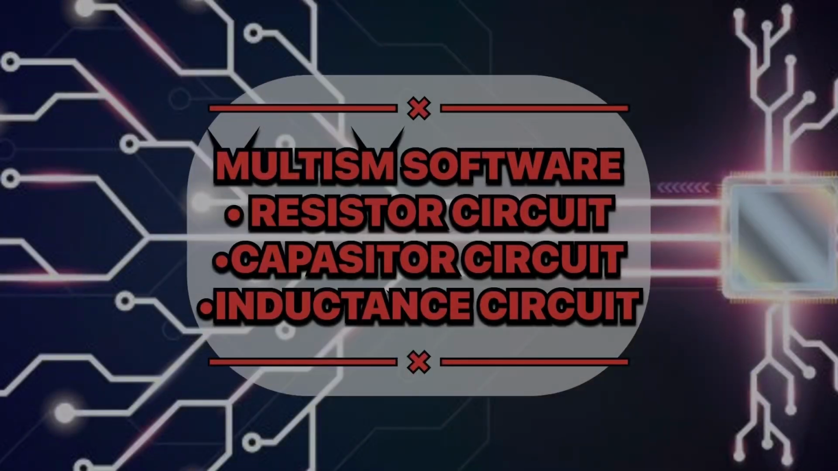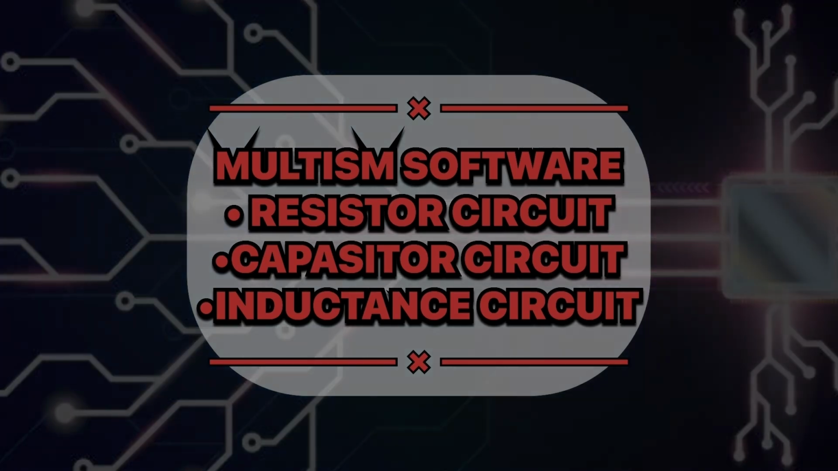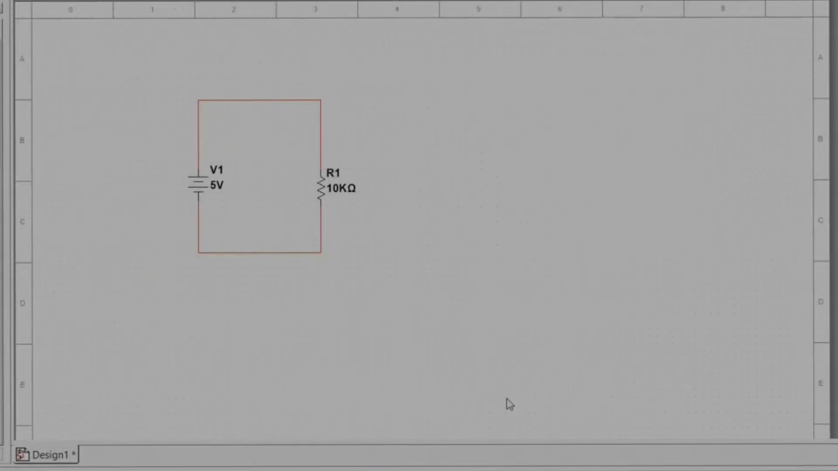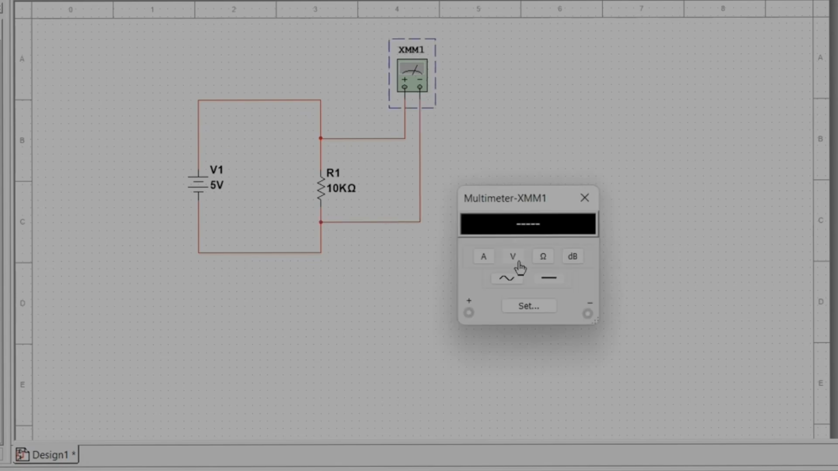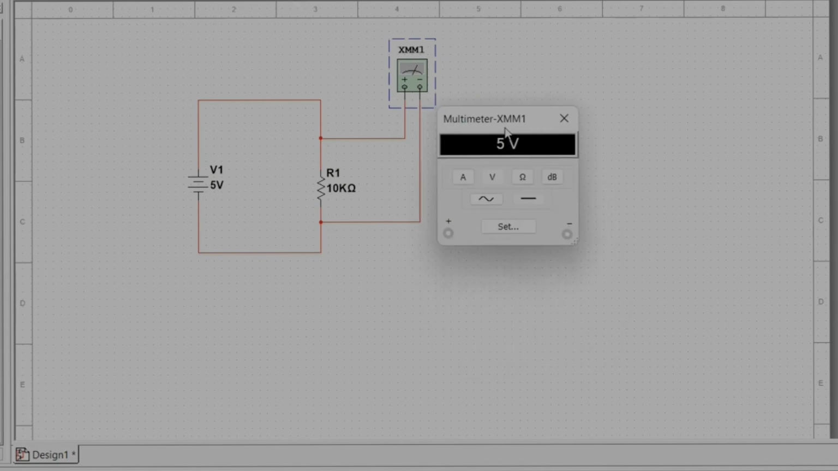Hello, Assalamualaikum. My name is Syahmi Izzuddin. I want to share the measurement of voltage and current across three types of circuit: the first one is resistor, the second one is capacitor circuit, and the last one is inductance circuit. So we go to the first circuit, which is a resistor circuit. After we put the resistor 10 kilo ohm and the voltage source is 5 volt, we measured using the multimeter and got 5 volt.